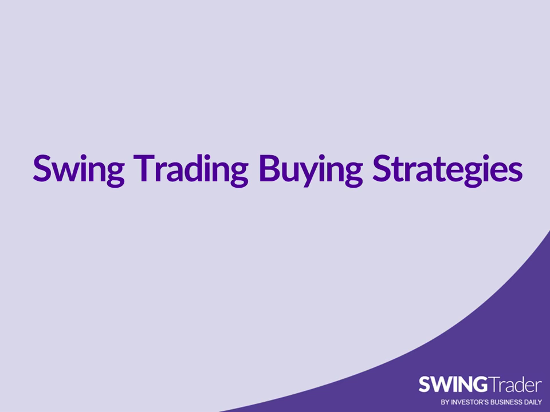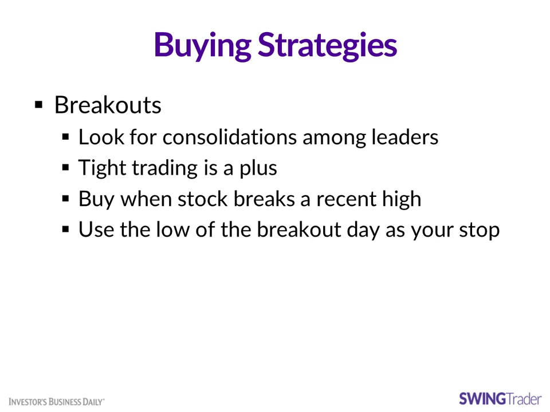So, Chris, why don't you talk to us about the two major buying strategies when trading swing trading stocks? All right. Well, we're taking a lot of concepts that are familiar in CanSlim and applying them to a shorter time frame. So the main buying strategies we're looking at are breakouts, and we're looking for consolidations among leaders. Because these are the stocks that are going to have the big moves, and we're running in and out and grabbing pieces of those moves without having to sit through the big correction, sometimes 20, 25%. Now, and like all bases, tight trading is a plus.